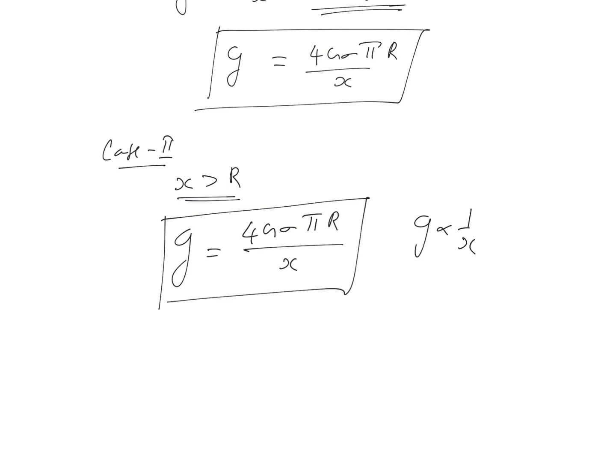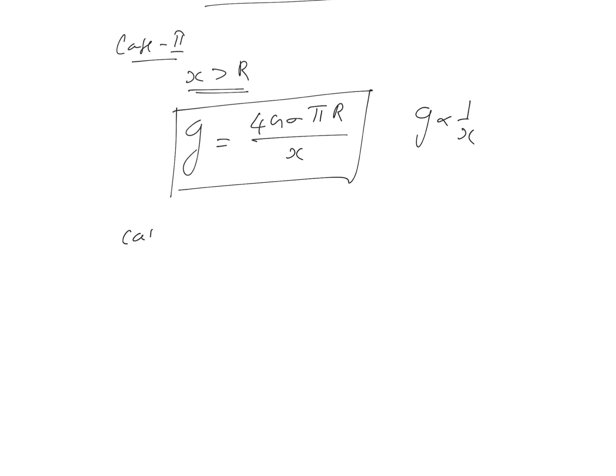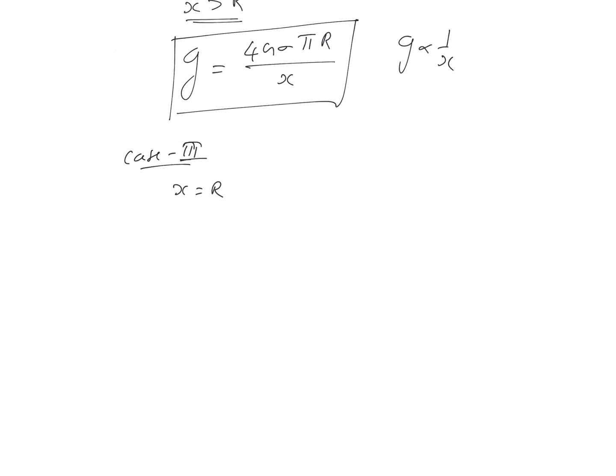In the same way, if you want to find the field on the surface, let's say case 3, the value of x is equal to r, when it is on the surface. So we can write g is equal to 4 into G into sigma into pi into r. The difference is that here x is nothing but r, so this r and this r get cancelled. We'll get 4G sigma pi as the value of the gravitational field on the surface. For outside the surface, we already wrote the equation.